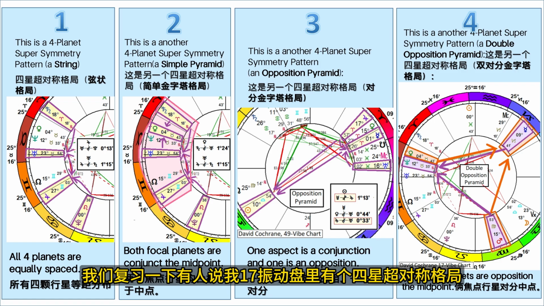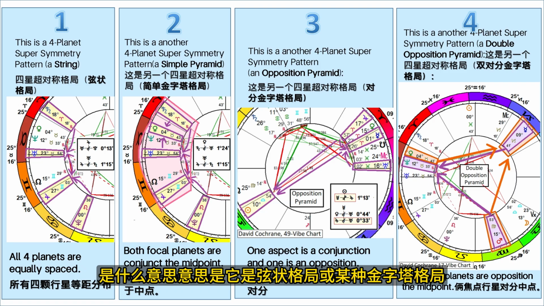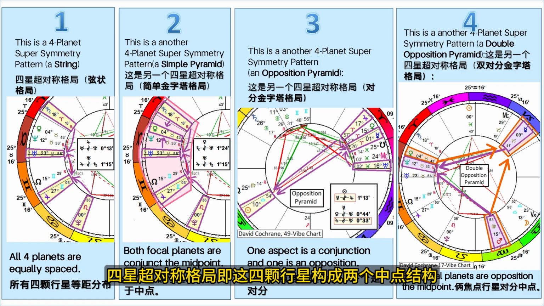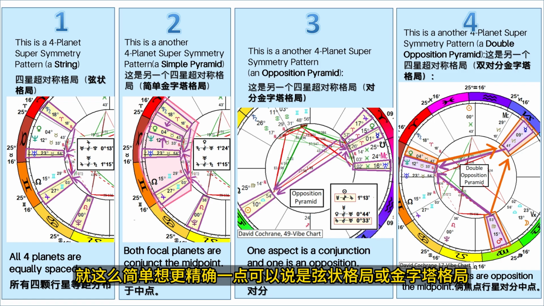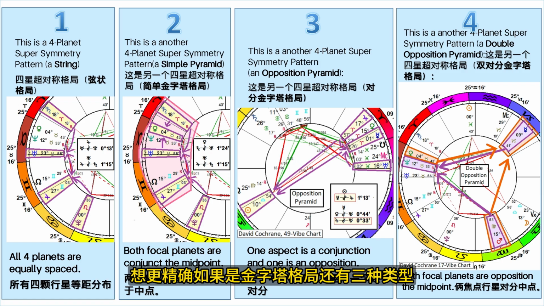Let's review. Someone says I have a 4-planet supersymmetry pattern in my 17 vibration chart. What does it mean? It means it's a string or some kind of pyramid. It means those 4 planets are making 2 midpoint structures. That's it. If you want to be more specific about that 4-planet supersymmetry pattern, you could say it's a string or a pyramid. Right? That would be more specific.